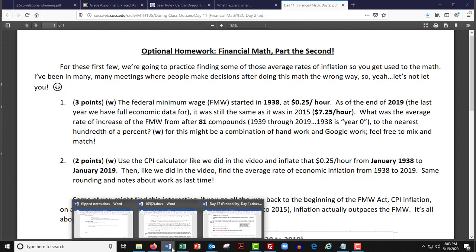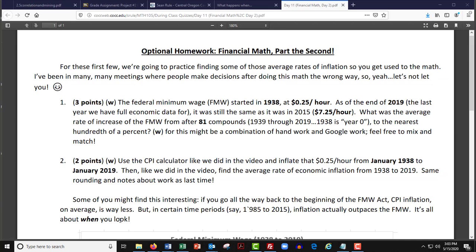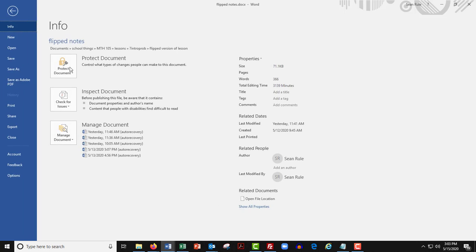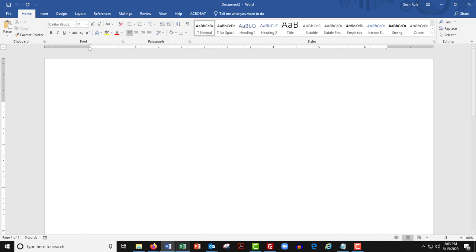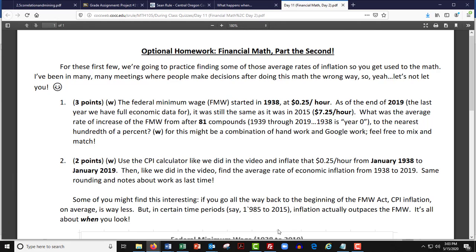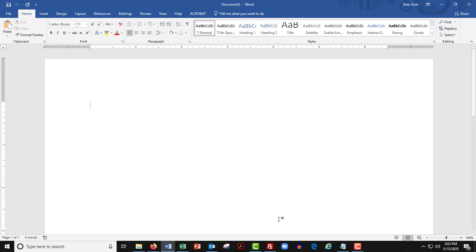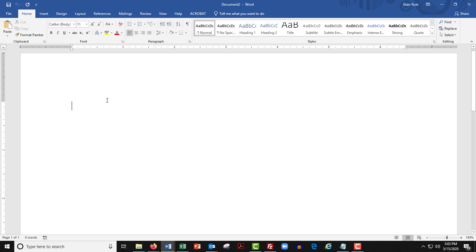Let's come over here and let's create a new document. All right, so we'll set one up and then we'll use what we do on that first one to kind of streamline the other ones. Federal minimum wage started in 38 at 25 cents an hour, and then it was 7.25 an hour in 2015. We're going to figure out what the average rate of change was over that whole time period, assuming exponential financial growth, which I think makes a lot of sense.